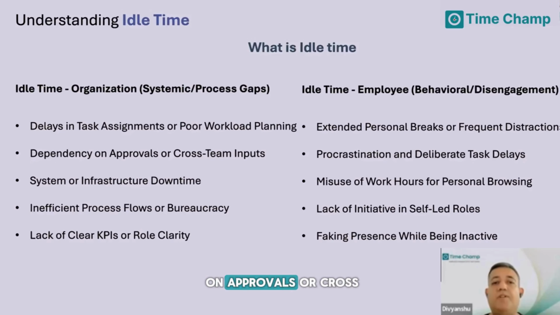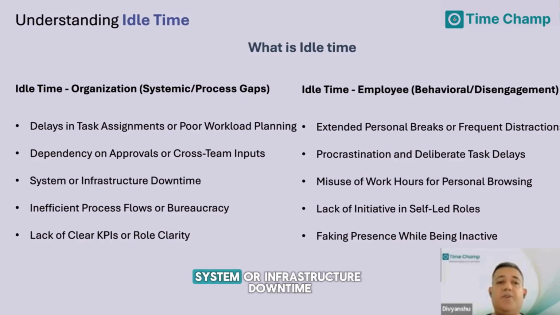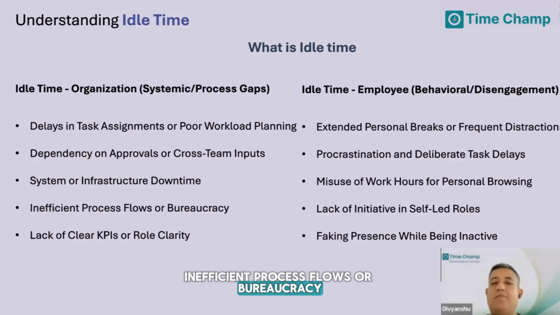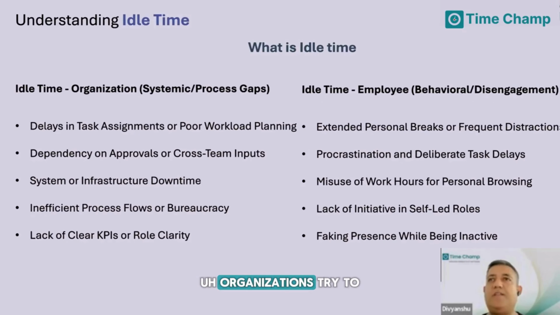Then there is dependency on approvals or cross-team inputs. Sometimes a lot of approvals have to be taken, and because of that there are times when people sit idle waiting for those approvals. Then system or infrastructure downtime: downtime always happens for some reason or other, and that is where idle time also comes in. Then inefficient process flows or bureaucracy: a lot of approvals, a lot of engagements on one single thing which can be very straightforward. At times organizations delve into a complicated pattern, but it takes a lot of time, which adds to idle time.